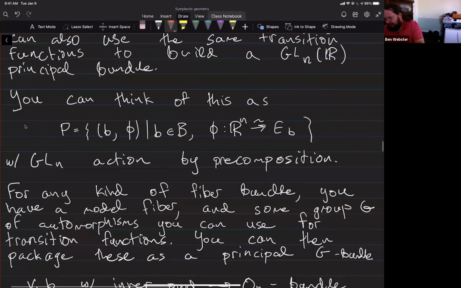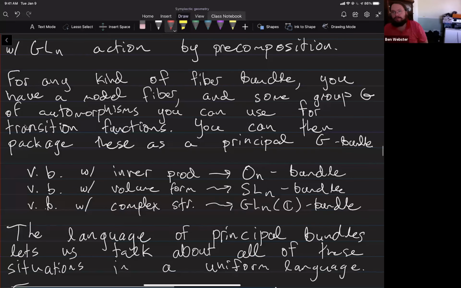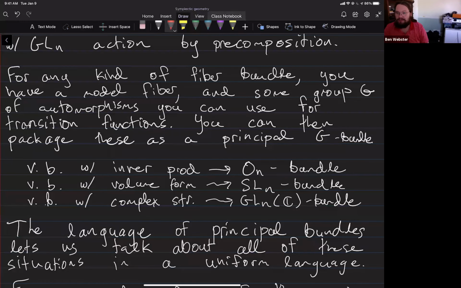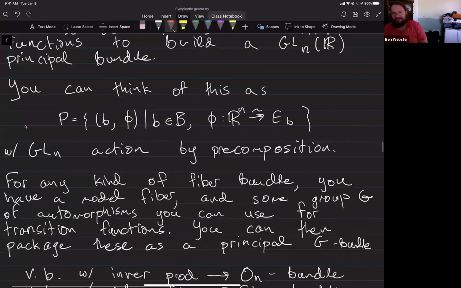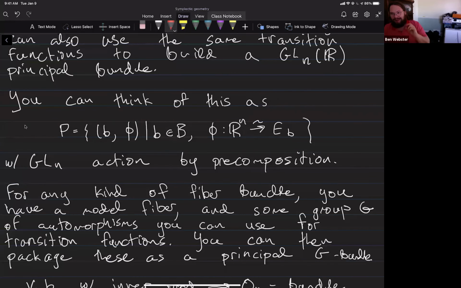So for any other kind of fiber bundle, there's some other group, which is the allowable automorphisms of the fiber. And you can essentially just replace your fiber bundle with a principal bundle for that structure group. So for example, if you're interested in a vector bundle with an inner product, you look at the automorphisms of a linear space with an inner product. So it's an O(n) principal bundle. And again, you could write it in these terms as, I have a fiber and I have an isometry from R^n to my fiber preserving this inner product.